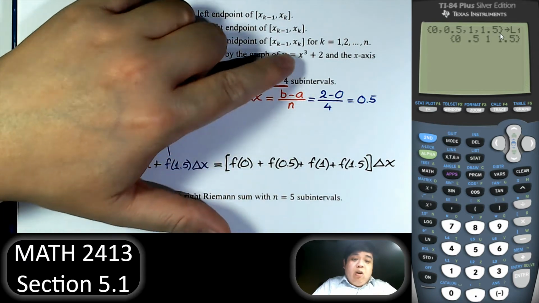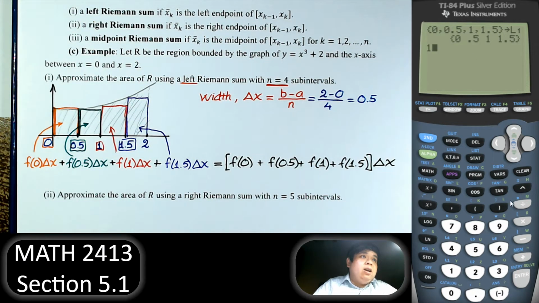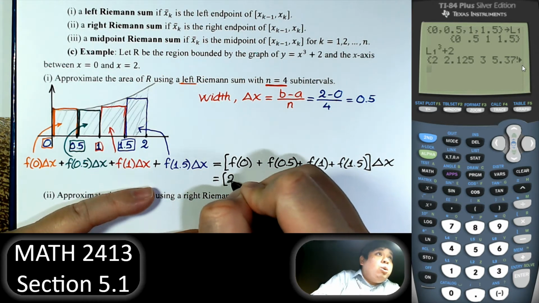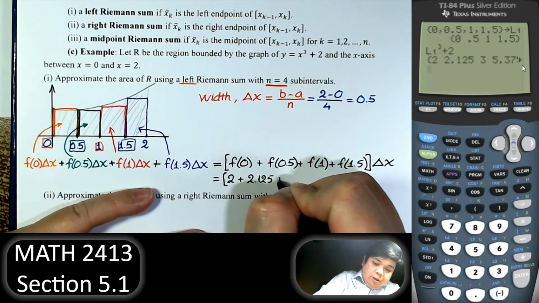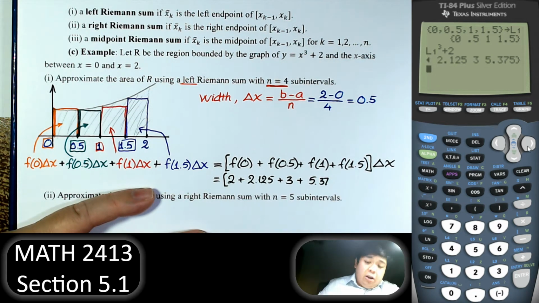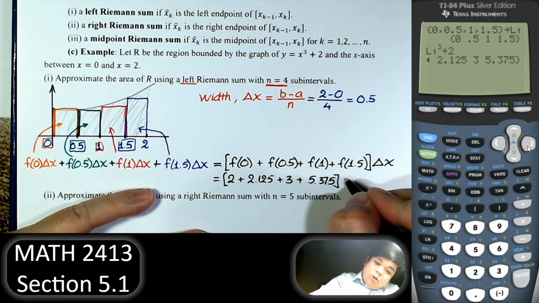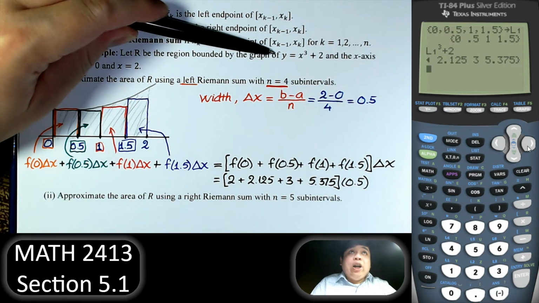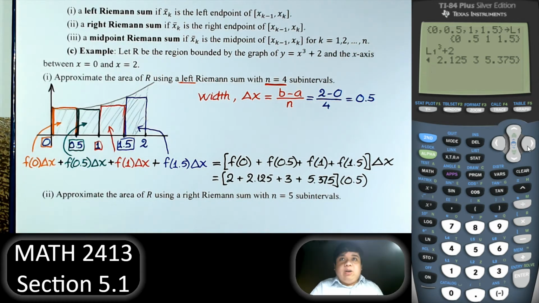Now we just need to evaluate this. The function is x cubed plus 2. So I take this list, cube it, plus 2. We have these values. That is the value of the function, those are the heights. If you want to, we can just write those numbers in: 2, 2.125, 3, and 5.375 times delta x, which is 0.5. Yeah, and we get the answer. That will be the estimate of the area under the curve y equals x cubed plus 2 from 0 to 2 using four rectangles.